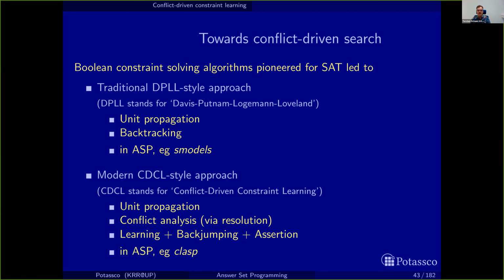Okay, let's then come to the solving technique. A more or less traditional backtracking technique, due to Davis, Putnam, Logemann, and Loveland, consists of unit propagation, and you do backtracking like we know it. This was also built into the first ASP solver, smodels, as I said. Modern solvers that use conflict-driven constraint learning also do unit propagation. Nothing changes here.